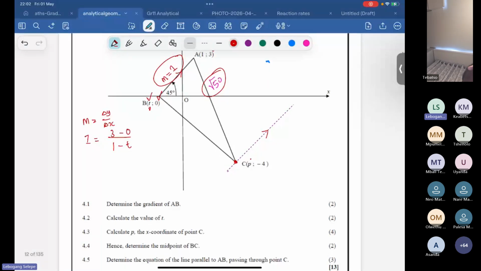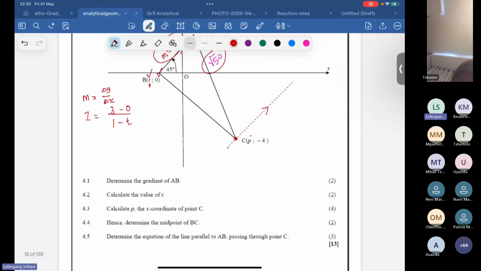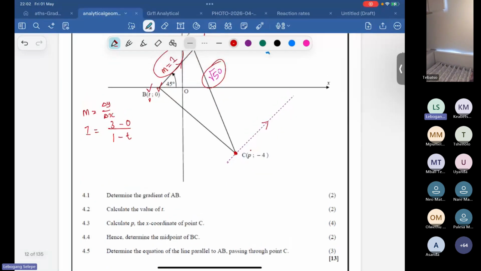So how are we going to get the gradient of this line? The gradients are equal because they are parallel. Perfect. So if we know the gradient of AB, which is 1, we automatically have the gradient of that line. That line doesn't have a name. We just know that it's passing through C. That line has the gradient of 1 also because we know that the gradient of parallel lines is the same, right?